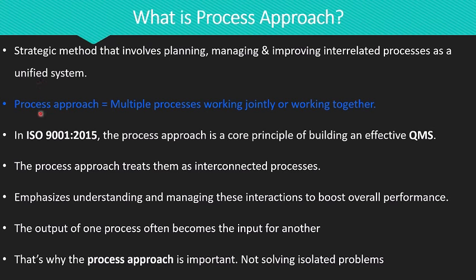In a process approach, there are multiple processes working together to ensure consistent, effective results aligned with the organization's quality objectives. The process approach is the organization's strategy for delivering reliable, efficient results with all departments and processes aligned and working together. In ISO 9001:2015, the process approach is a core principle of building an effective quality management system.